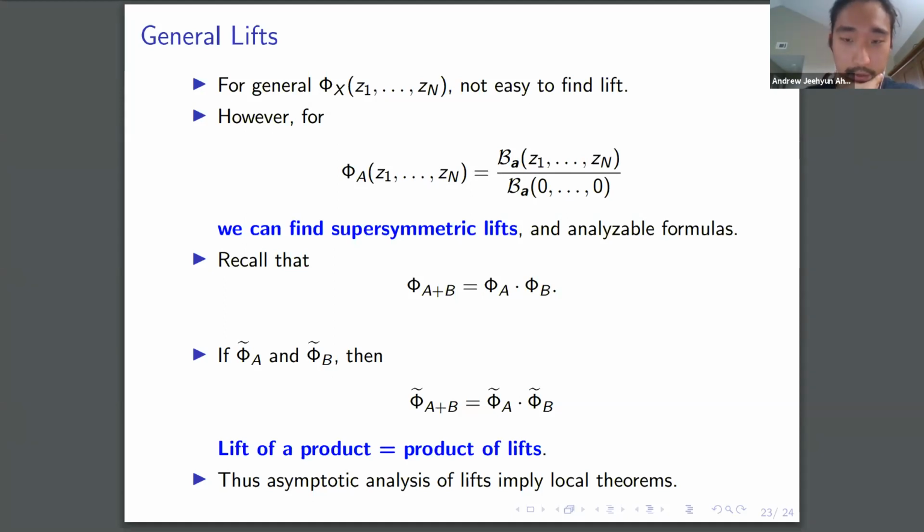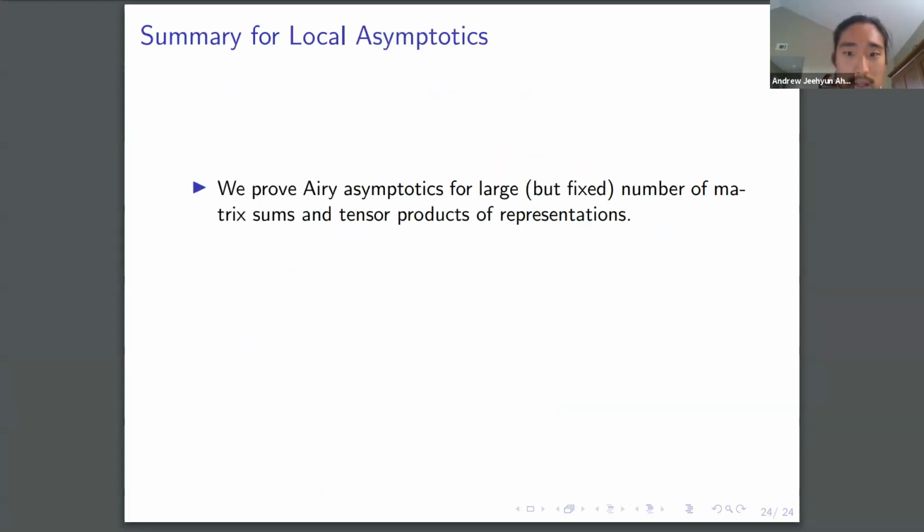But I should also say that this method seems like it should be able to access other limits where you might not have the Airy point process. So this is basically what I wanted to say about this. But let me summarize. The main result that I shared in the second half of this talk is that you see the Airy point process appear in a regime where the number of summands for these IID matrices A sub i is large enough, but a fixed number.